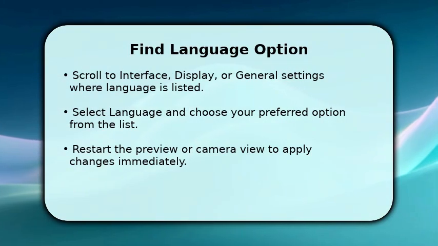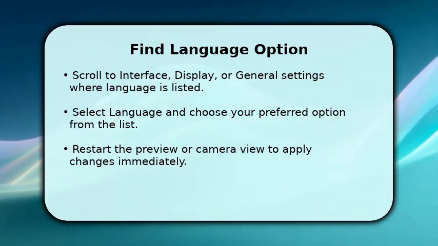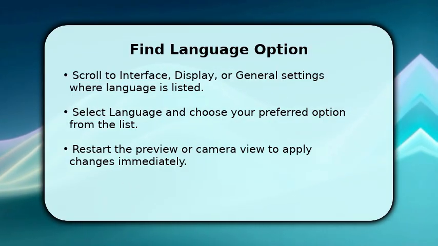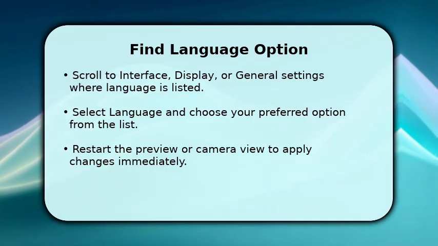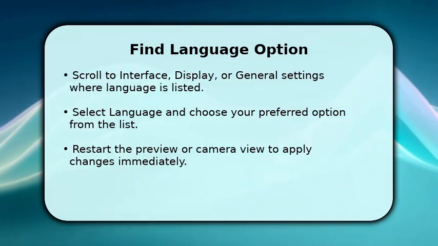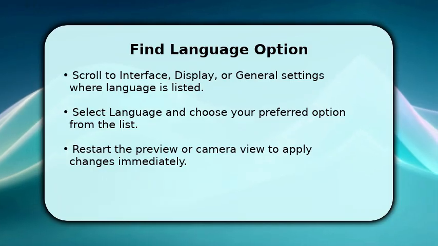Now scroll to Interface, Display, or General. Different apps label it differently, so look for Language or Locale. You should see a list of available languages. Tap your preferred one to select it. Make sure to confirm or tap Apply if the app requires it.